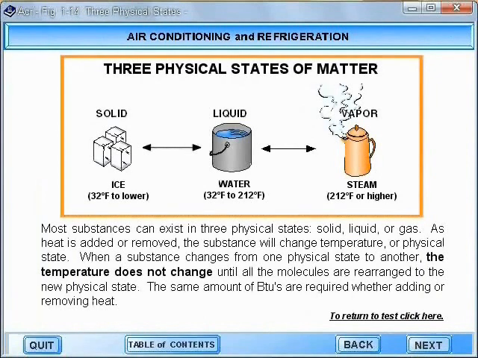Most substances can exist in three physical states: solid, liquid, or gas. As heat is added or removed, the substance will change temperature or physical state. When a substance changes from one physical state to another, the temperature does not change until all the molecules are rearranged to the new physical state. The same amount of BTUs are required whether adding or removing heat.